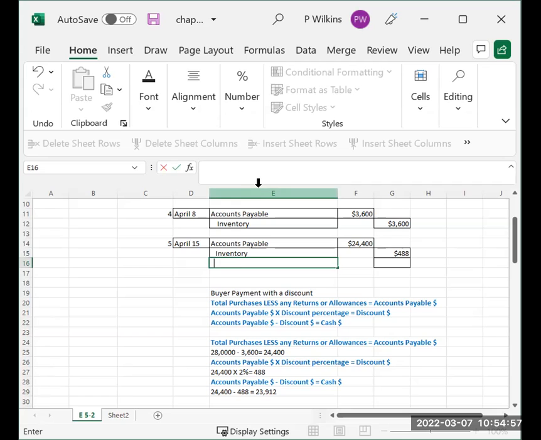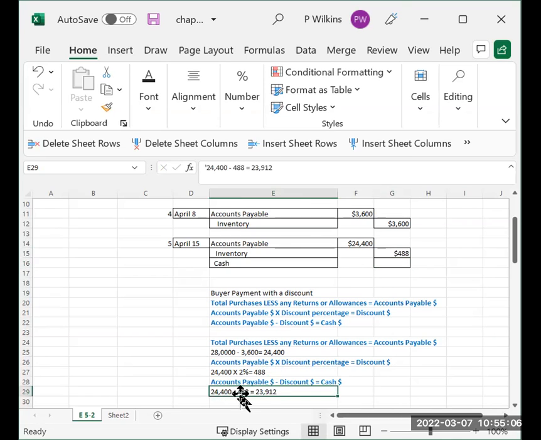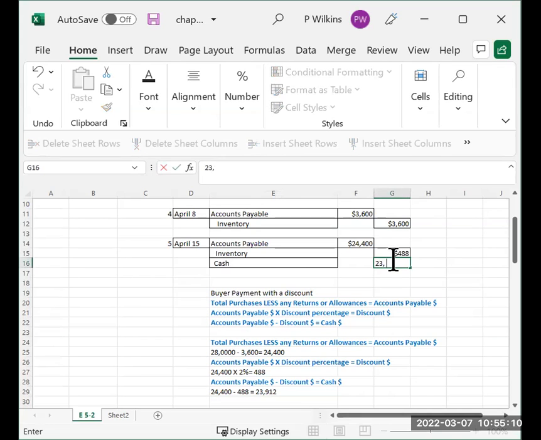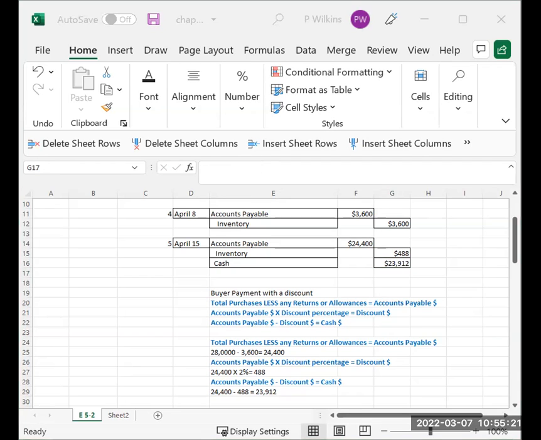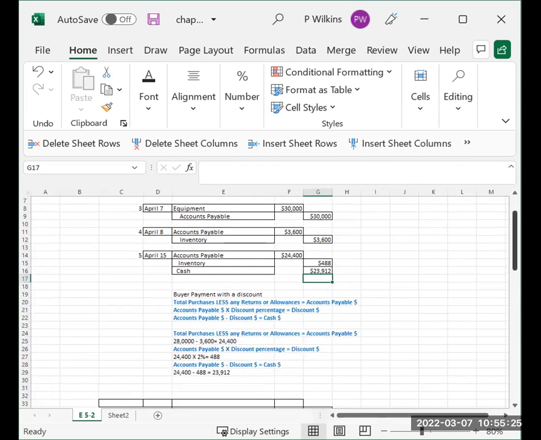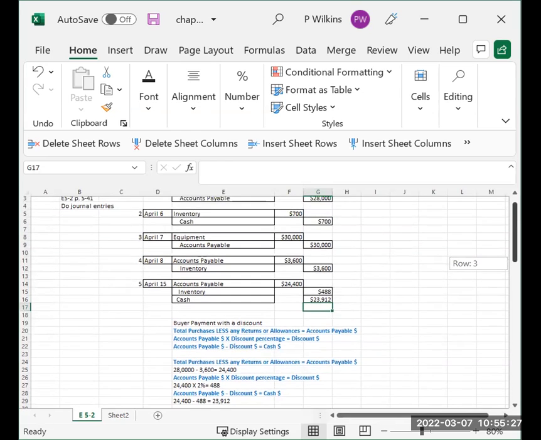And then we've got a pays or paid, right? And we're paying, so our cash is going down. And so we're going to be crediting cash. How much? We already figured it out. The accounts payable number minus the discount dollar amount is $23,912. So that is, let me see if I can get it all on one screen here so you can see it all together.